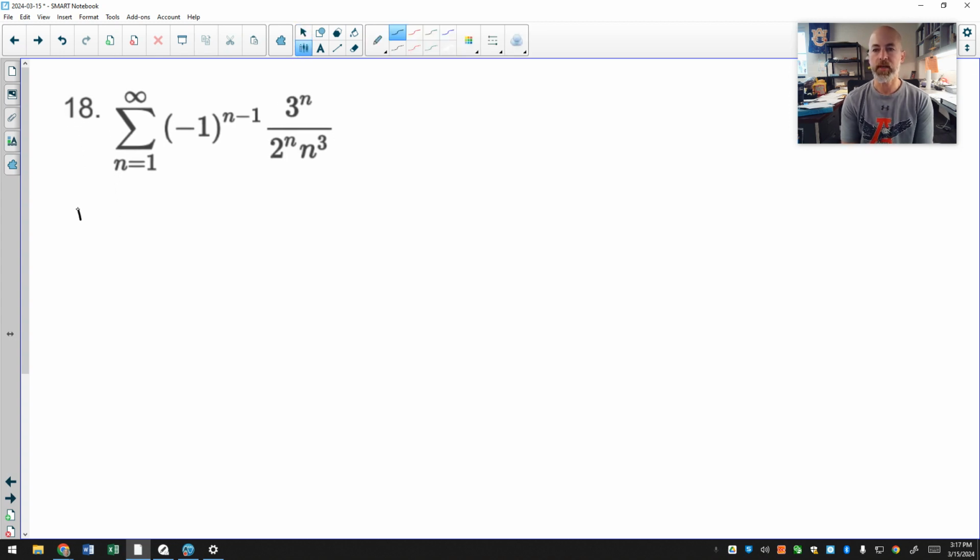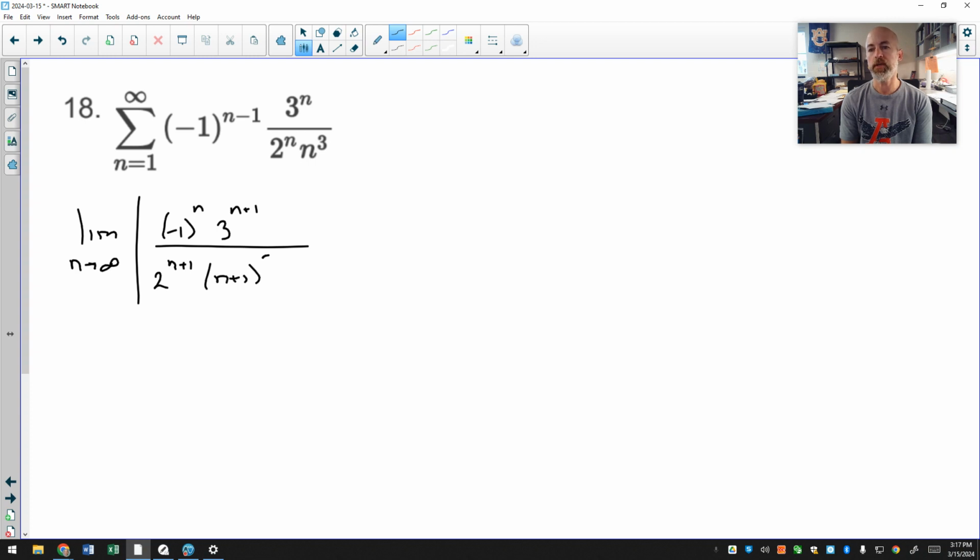And so I'll set that up, the limit as n goes to infinity of the absolute value. And I'm going to stick that negative 1 up on top of the fraction with that 3 to the n. So negative 1 to the n minus 1. Then, excuse me, I'm plugging in n plus 1 for n. So n plus 1 minus 1 will be n. 3 to the n plus 1, over 2 to the n plus 1, and n plus 1 cubed.